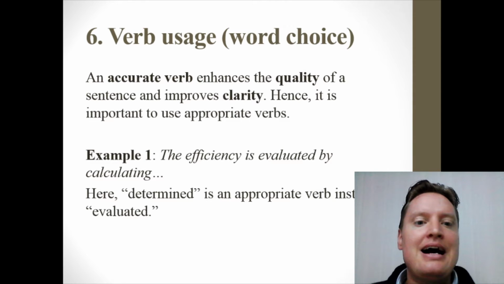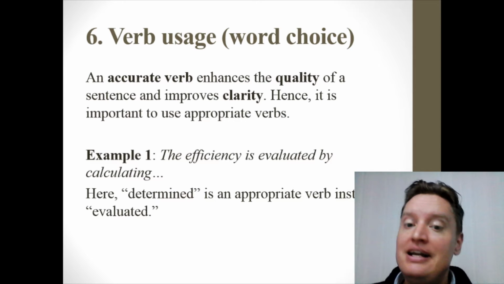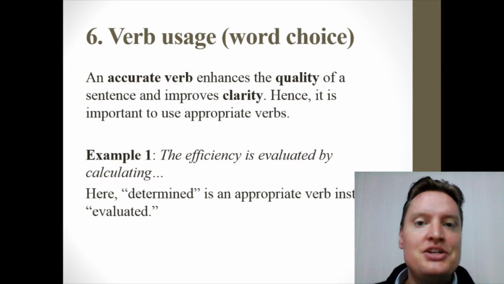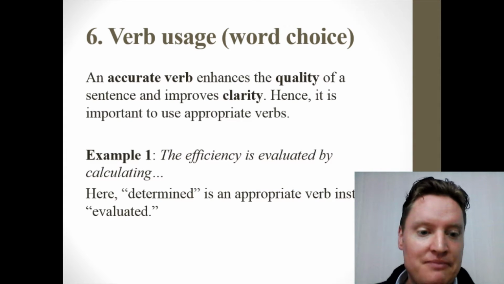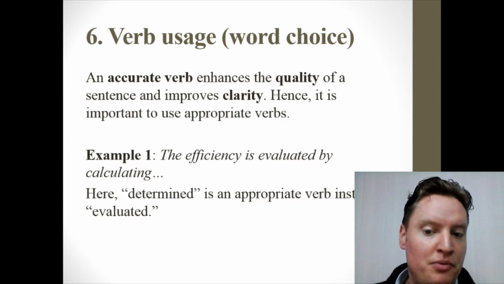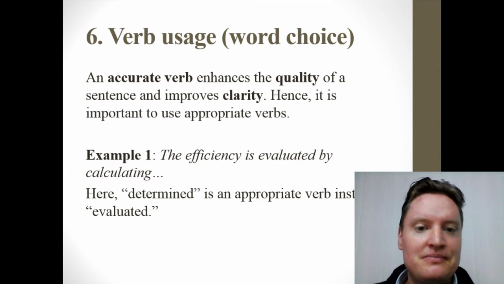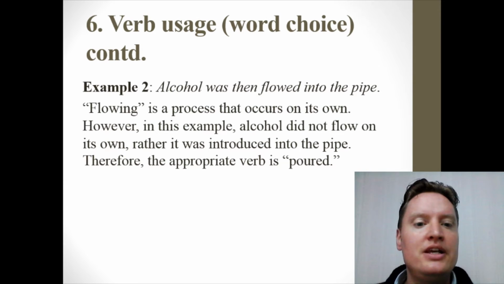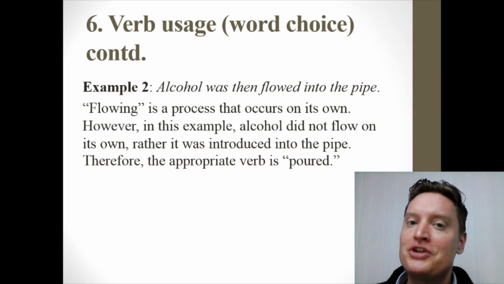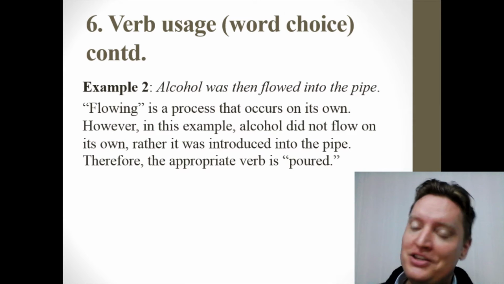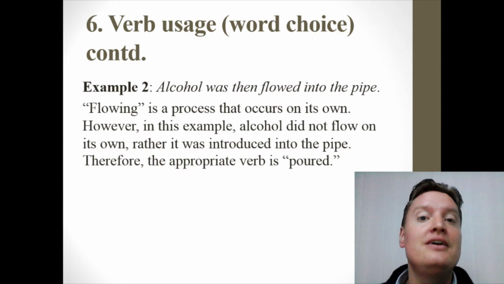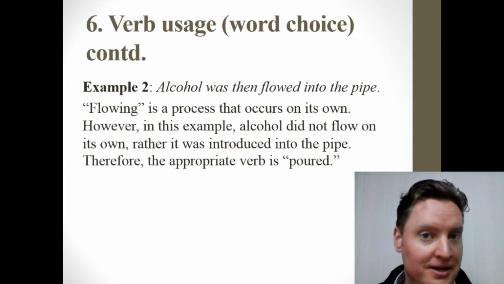Verb usage. An accurate verb enhances the quality of a sentence and improves clarity. Hence, it is important to use the appropriate verbs. For example, the efficiency is evaluated by calculating. Here, determined is the appropriate verb instead of evaluated. Another example. Alcohol was then flowed into the pipe. Now, flowing is a process that occurs on its own. However, in this example, alcohol did not flow on its own. Rather, it was introduced into the pipe. Therefore, a better verb would be poured.